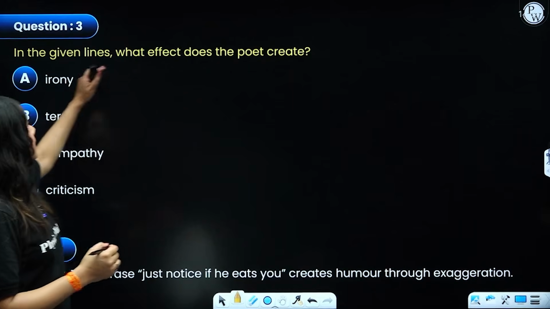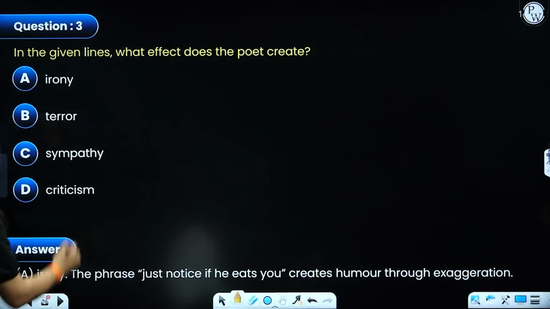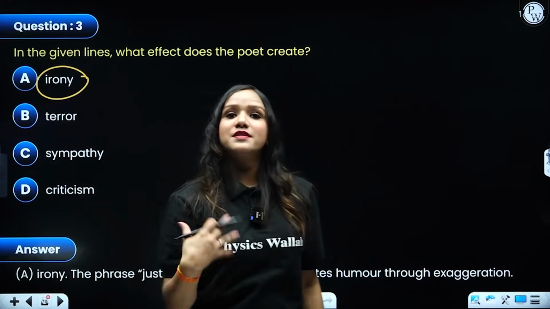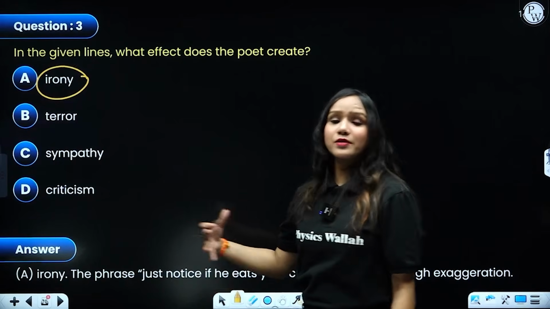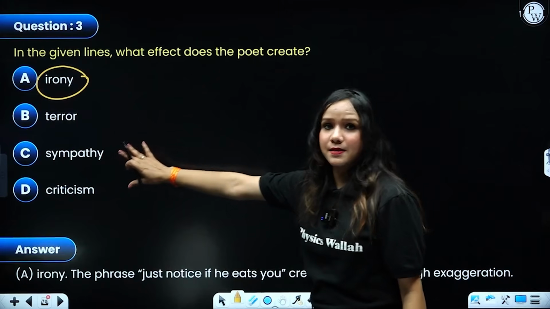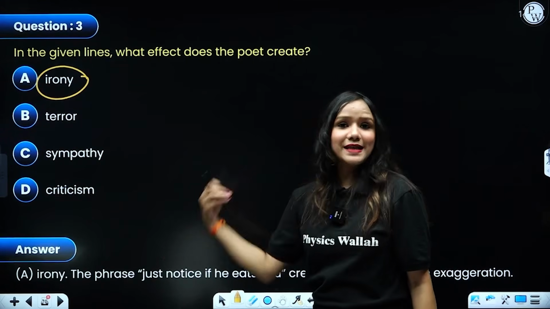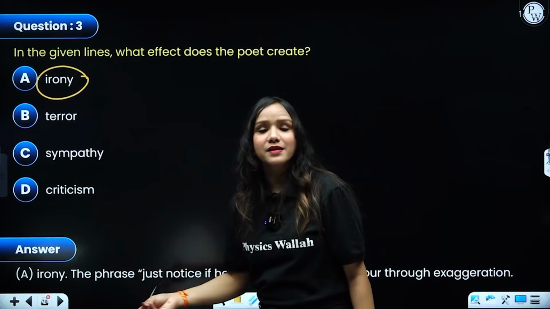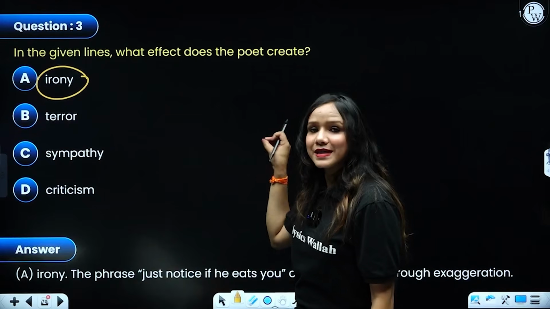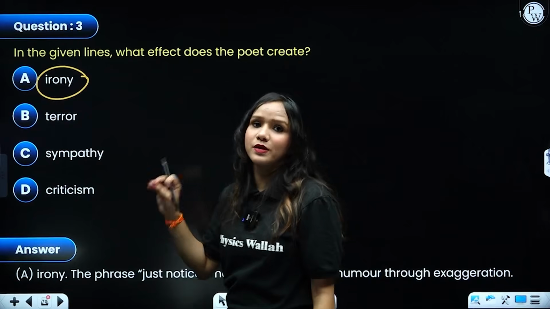Now, in the given lines, what effect does the poet create? Irony, terror, sympathy, criticism. What do you think? There is irony, there is not terror, right? The poet is making the readers aware of the distinctive features. She's not trying to create any terror among the people, not sympathizing, and not even criticizing. In a very light-hearted, humorous manner, she's just describing the distinctive features of so many wild animals, in terms of their physical appearance and behavioral patterns, right?